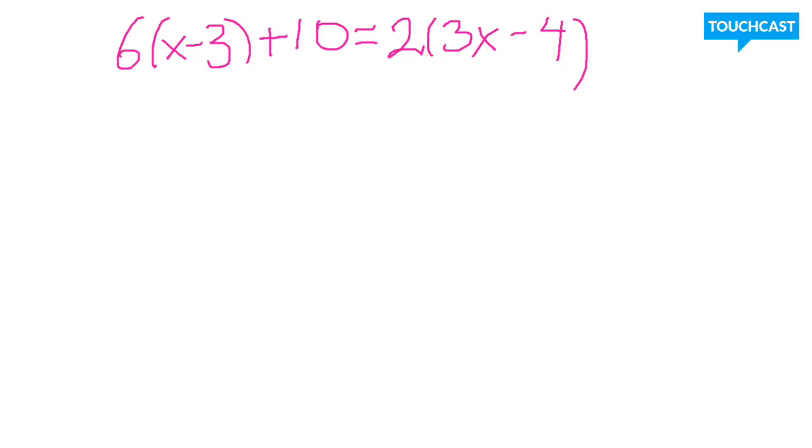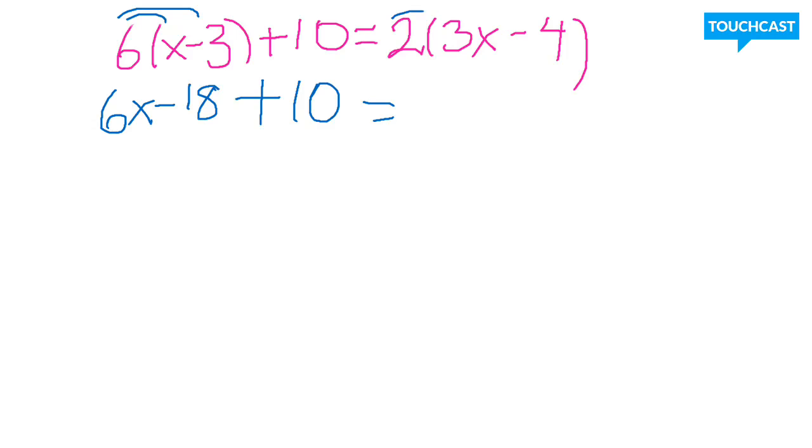Right, at first, now this looks like a very similar problem. So it's very similar to the last one. We want to distribute all the things on the outside of parentheses into the parentheses. So now we have 6x minus 18, and just rewrite the rest of this, plus 10 is equal to, distribute that 2, so that we again have 6x, 2 times the -4 would give us -8.